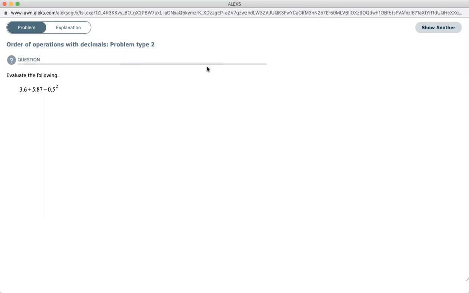Let's take a look at another example. Here we have 3.6 plus 5.87 minus 0.5 squared. Again, we are asked to evaluate the following. So the first thing that comes to mind is PEMDAS, order of operations.